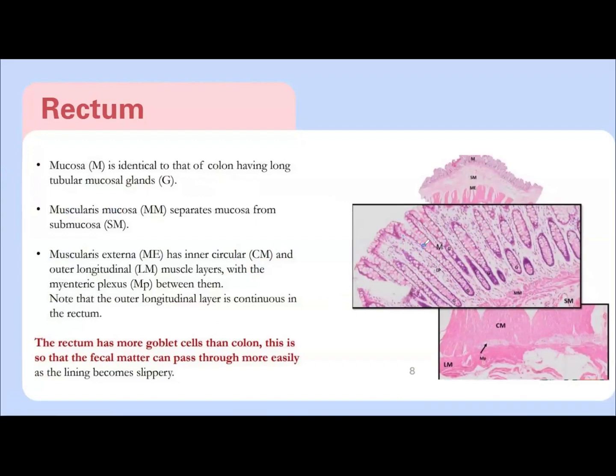Look at these white structures right here. You see how many there are? When you see all of this, you're going to know you're in the rectum. Okay. So a really large number of goblet cells. Why is that? Why does the rectum have a lot of goblet cells? Because it will cause the fecal matter to pass through them more easily. Okay. This is literally all you need to know for the rectum. That's the only slide you have for the rectum.